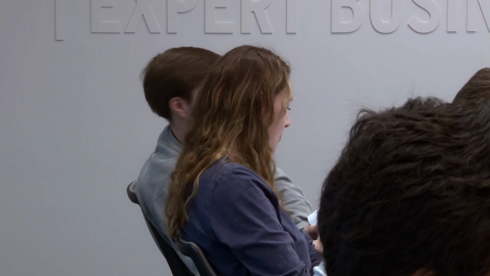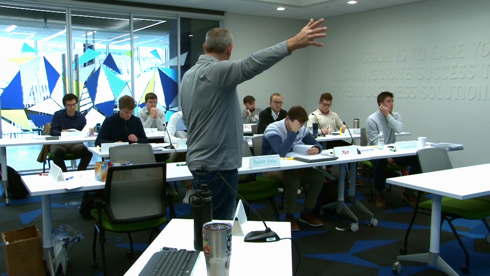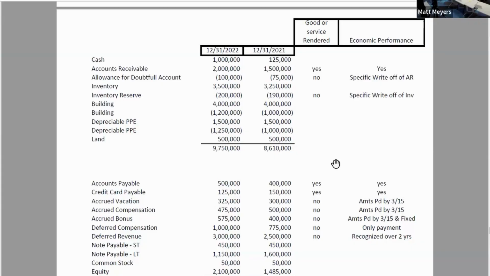All events have occurred, the liability can be determined with reasonable accuracy, and then economic performance has occurred. Okay, so that's what this is. This is kind of a summary of what that concept is.